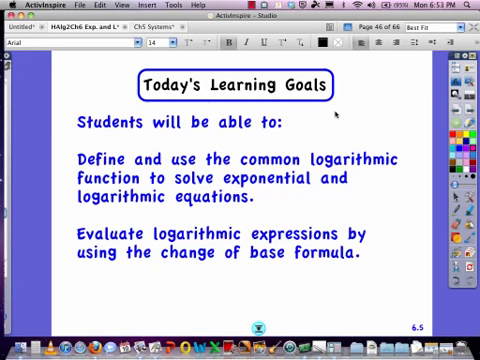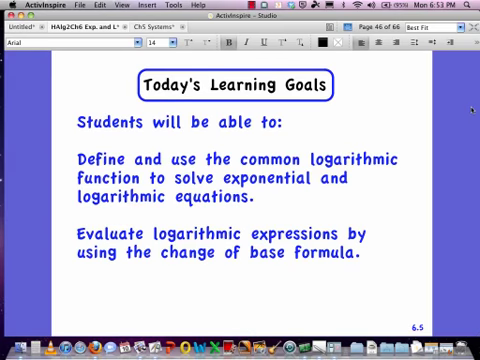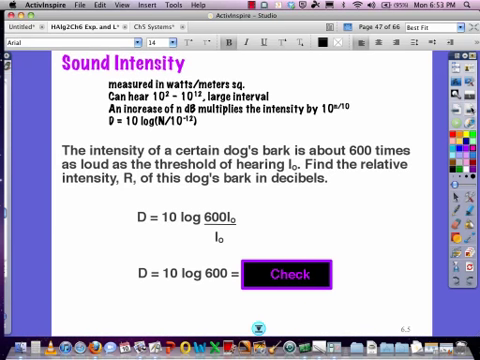Our next section, 6.5, is titled Applications of Common Logarithms. We want to be able to define, which we have done already in a previous section, the use of common logarithms, the functions, how to solve exponential and logarithmic equations with them. So you can see some equations, examples in that area. And then evaluate using the change of base formula, which some of you have been waiting for a while, not knowing what it is. All right, in 6.5, let's look at a little more practical application.